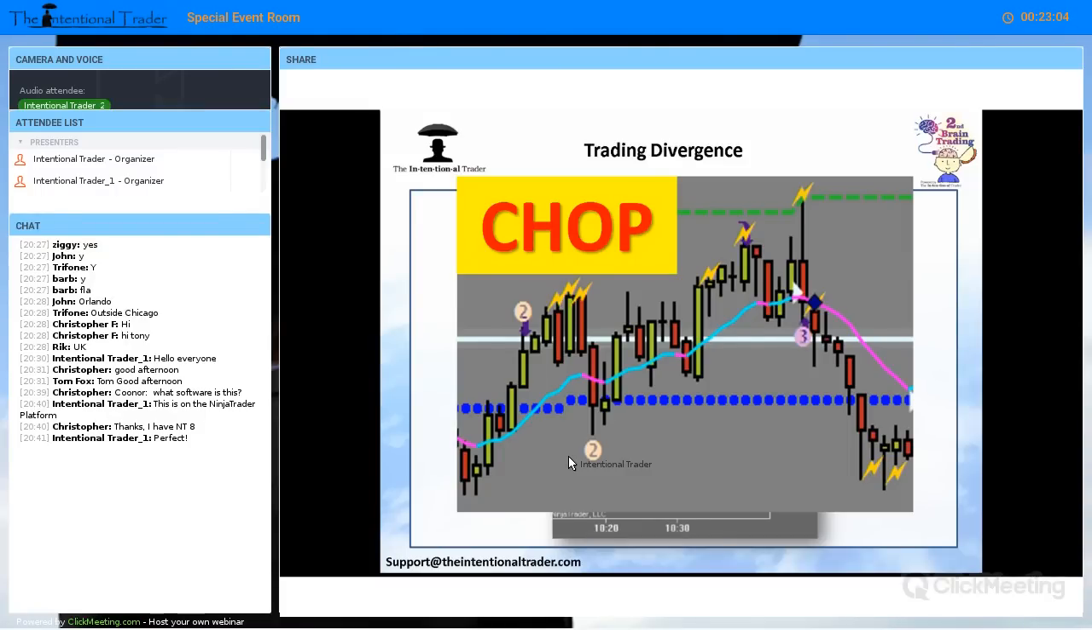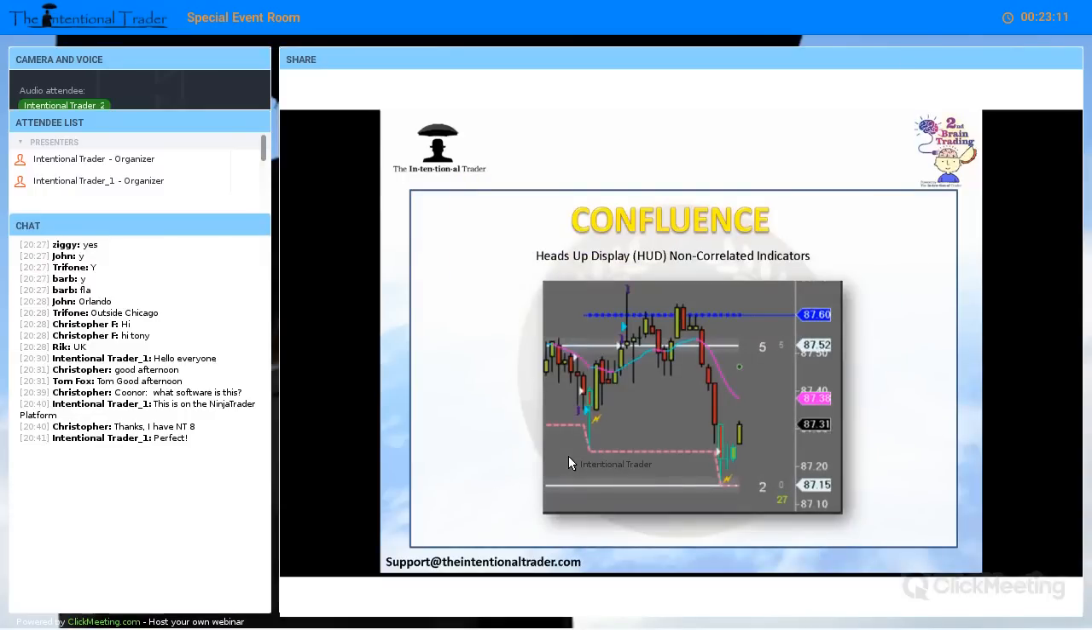So you're going to get a lot of divergence during chop. So you've got to know when to trade divergence, right? We've developed a system to understand when is the best time to trade divergence. This system uses what we call confluence of non-correlated indicators, meaning we're getting all this information coming in all at once that suggests this is a good place to take a divergence trade.